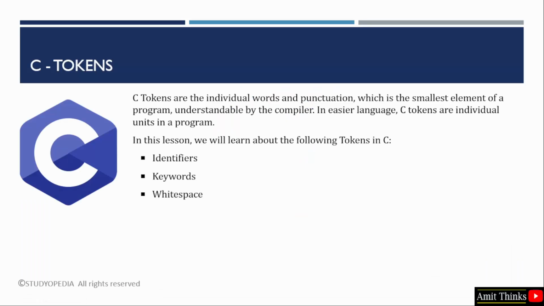In C programming, tokens are the smallest units of a program that the compiler recognizes. Consider them as individual words and punctuation. They are the building blocks for constructing code and include keywords, identifiers, and white spaces. They also include constants and operators. So here we'll be discussing three types of tokens, that is identifiers, keywords, and whitespace. Let us start.